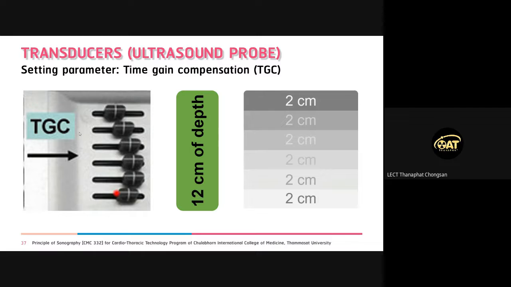If we adjust brightness at 12 centimeter of depth, everyone can use only the bottom button to adjust 2 centimeter in the deeper layer.